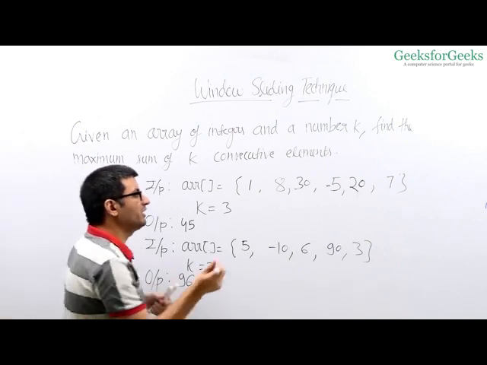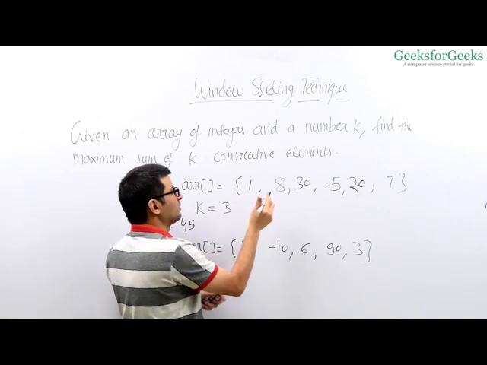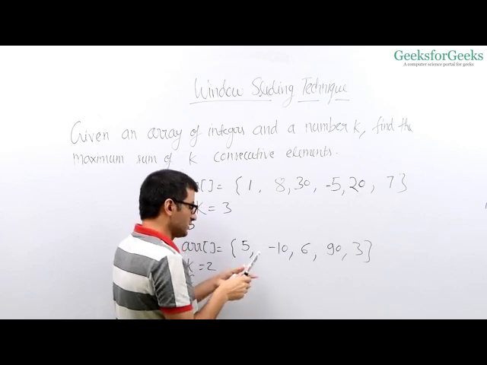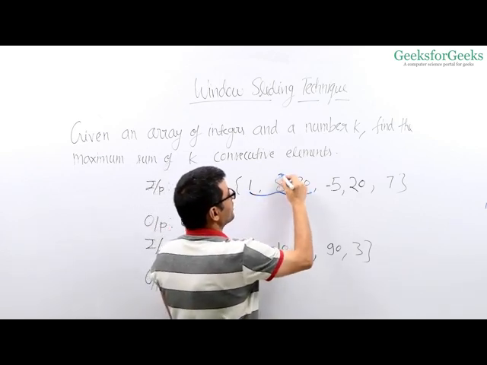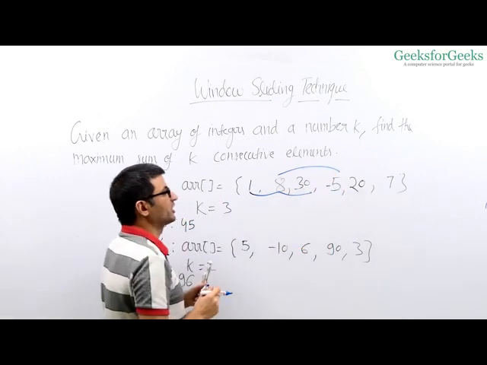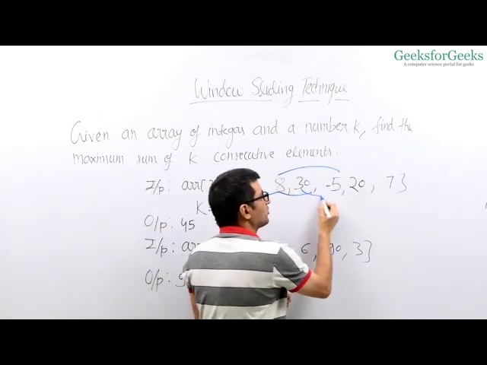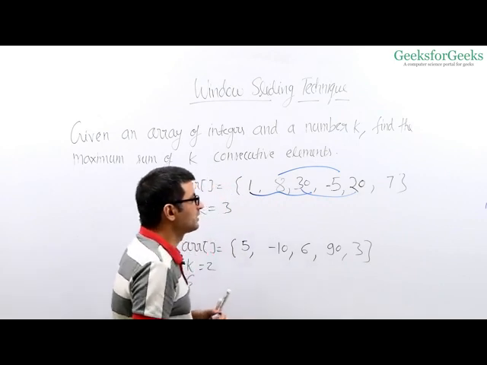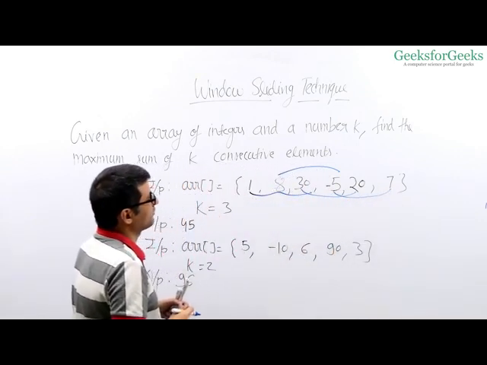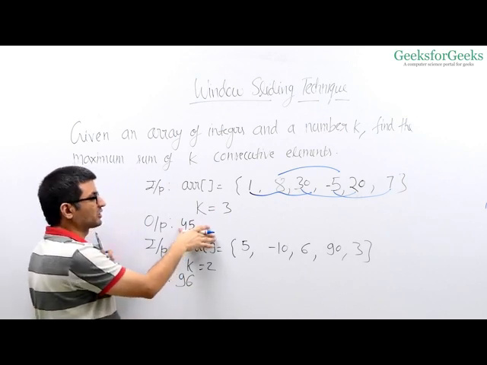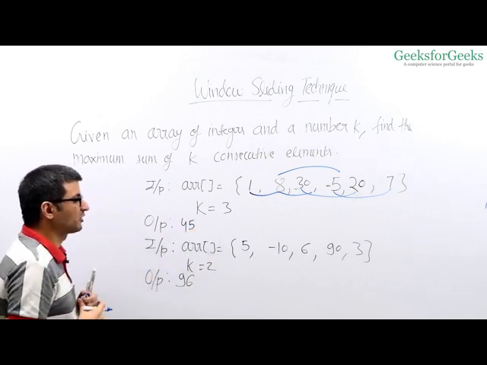So we are given this array and say k is 3. Sum of first 3 consecutive integers is 39. Sum of the next consecutive integers is 33. Sum of these consecutive integers is 45. Sum of these consecutive integers is 22. So out of all these sums, 45 is the maximum sum. So we need to produce 45 as an output.